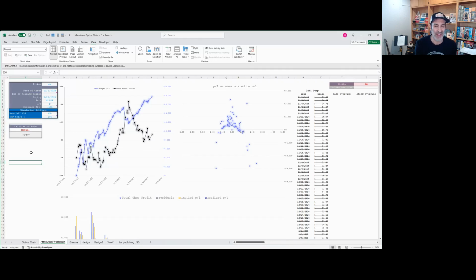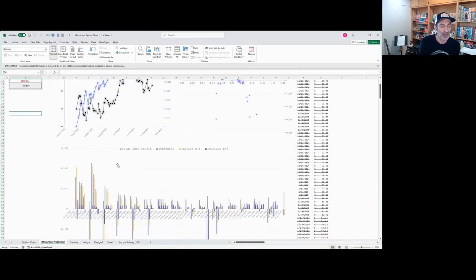So that's just more for intuition. I'm not saying that's a rule or scientific. It's just to think about how the wins versus losses should be distributed, what you would expect. Okay, down here, this is the attribution for every day.